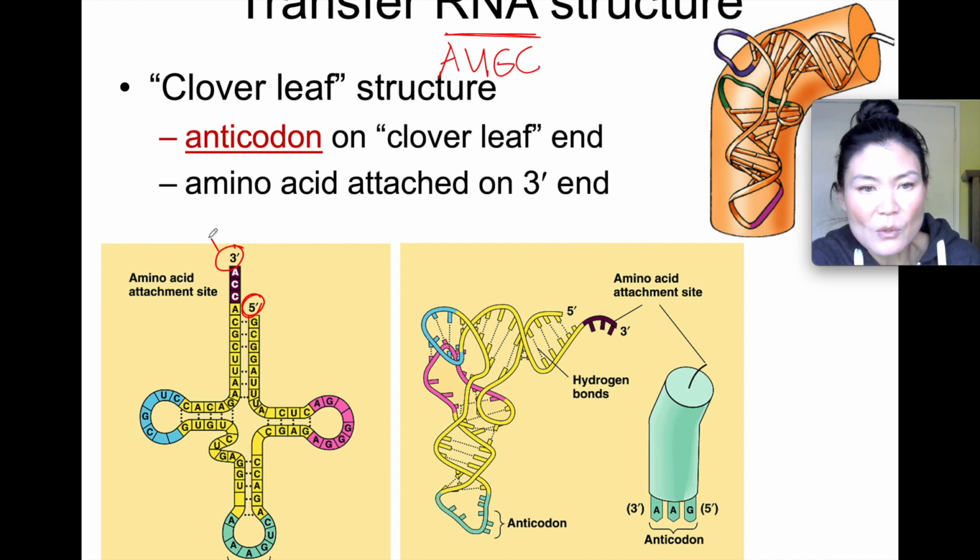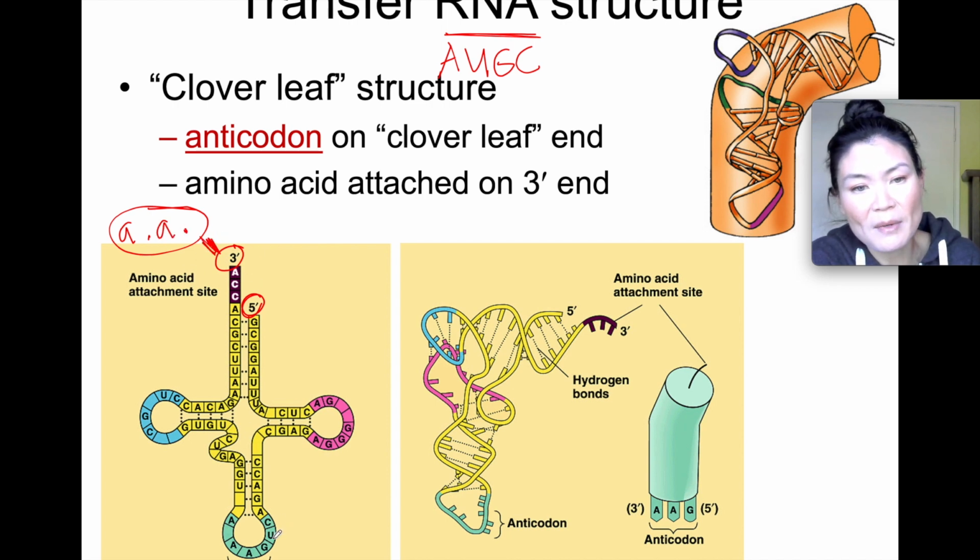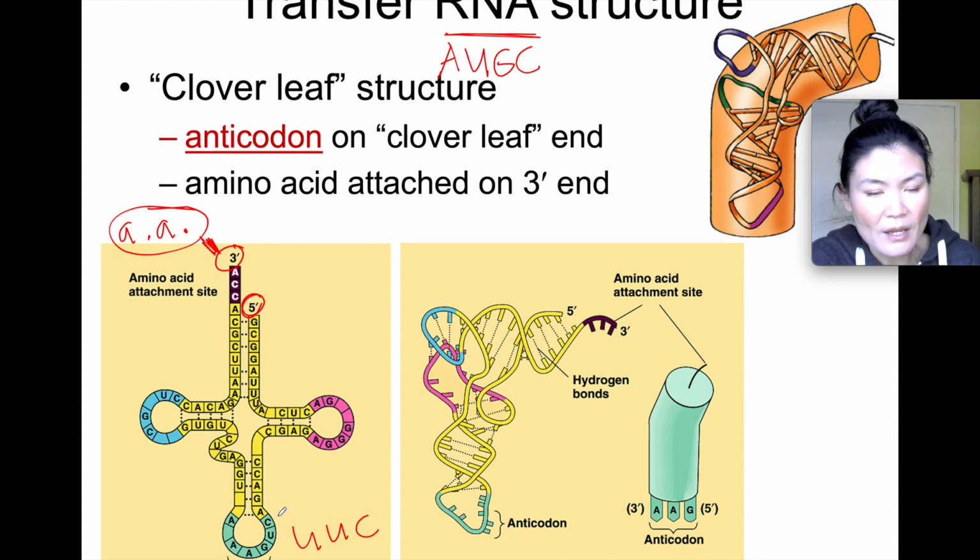So the 3' end, though, is where the amino acid is going to be held. So the amino acid is brought to the ribosome. It's attached to the 3' end of our tRNA. The middle leaf right here is where the anticodon is found. Okay, that's where the anticodon is found. So if the anticodon is AAG, then the codon is going to be UUC. Okay. Well, that will be the 5' and then that's the 3'.